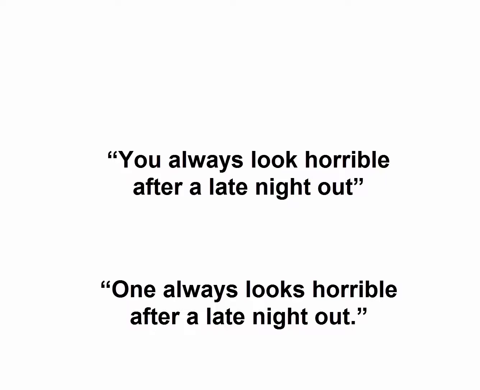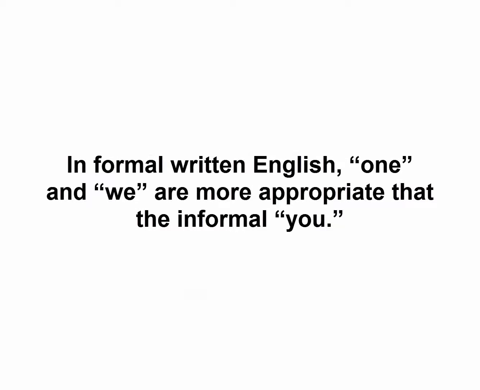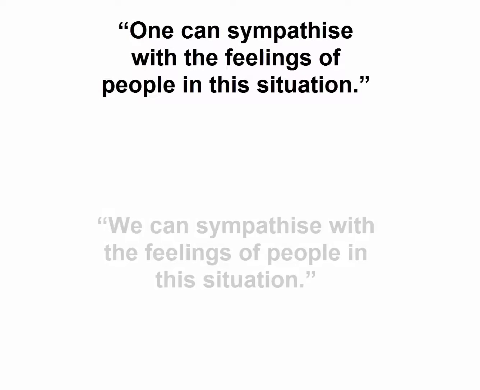However, in normal conversation, one may sound snobbish to many people because it is extremely formal. So, in formal written English, one and we are more appropriate than the informal you. For example, look at these 2 example sentences. One can sympathize with the feelings of people in this situation. We can sympathize with the feelings of people in this situation.